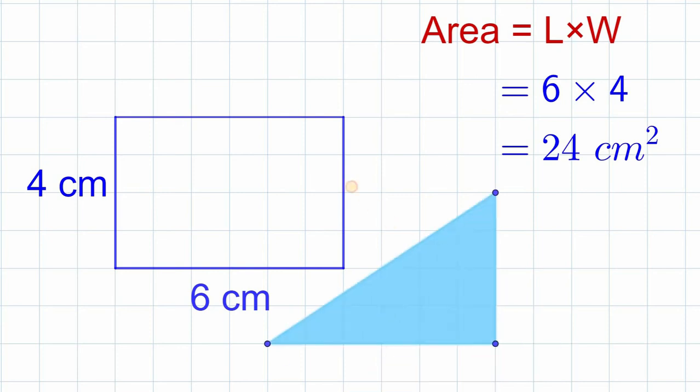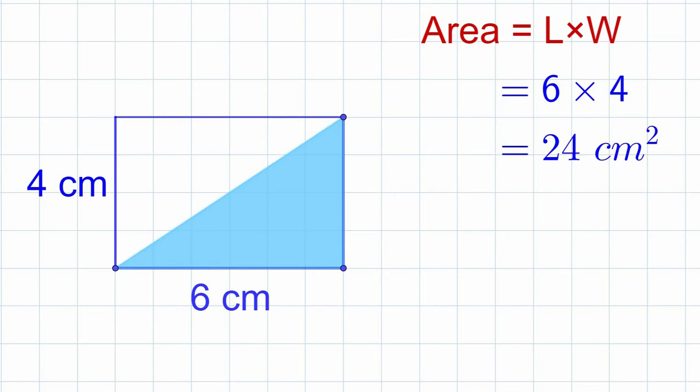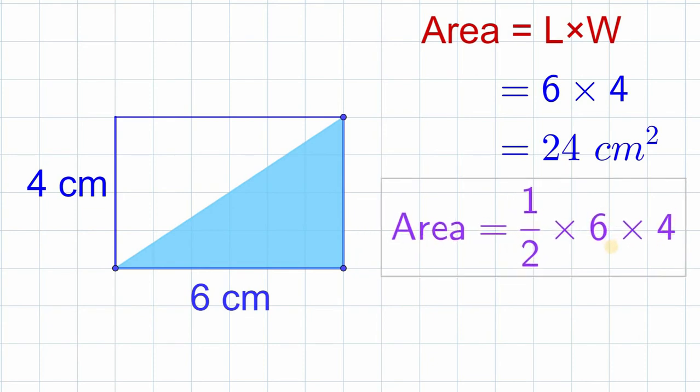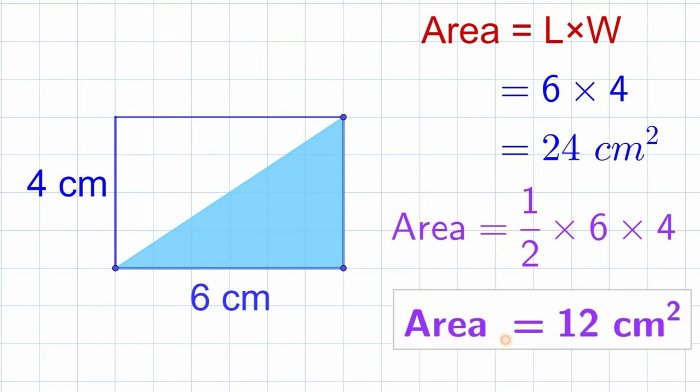Let's cut this rectangle diagonally. The area of this triangle is actually half of the area of the rectangle. This means the area of the triangle is half of 24, which is 12. Or it can be half of 6 times 4, because the area of the rectangle is 6 times 4. We want to find half of it, so it's a half times 6 times 4, which gives me the area of the triangle: 12 square centimeters.